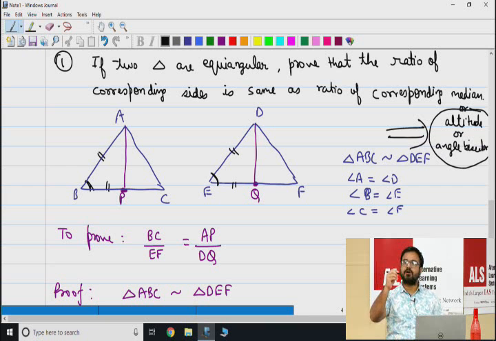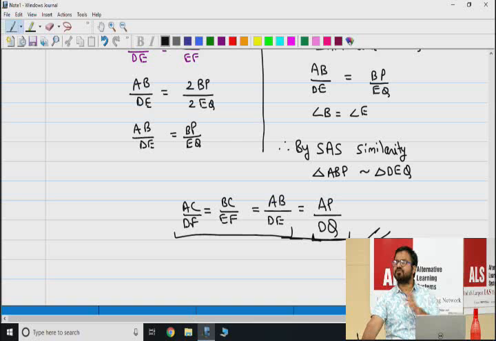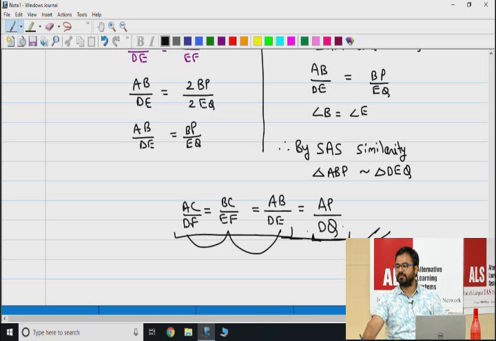Altitude means when we draw a 90 degree from one vertex to the opposite side. There is no need to write AC upon DF in the solution. I have shown this, that the ratio, you can write any of the side out of these three. Any of the ratio of any of the side is equal to the ratio of the median. That is the thing we have to show. And note down the homework also, the rest of the two parts, like ratio of the side is equal to the ratio of the altitude as well as angle bisector, you have to do. Those are also valid in this one.